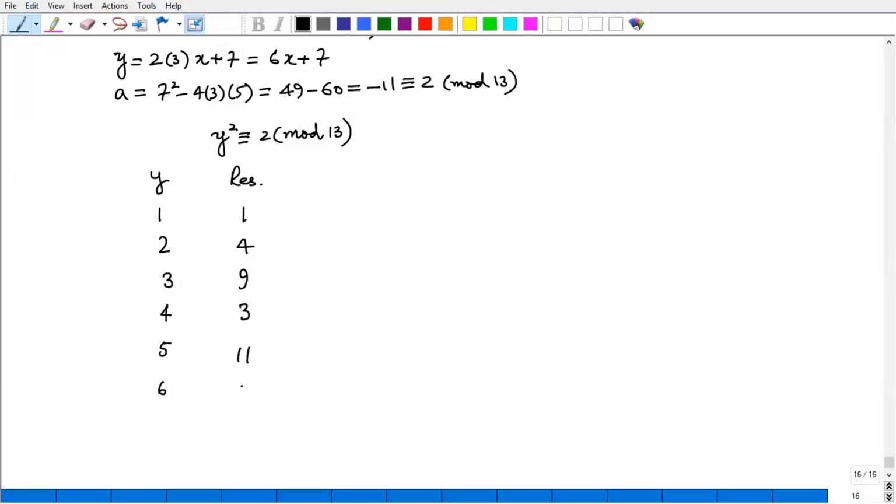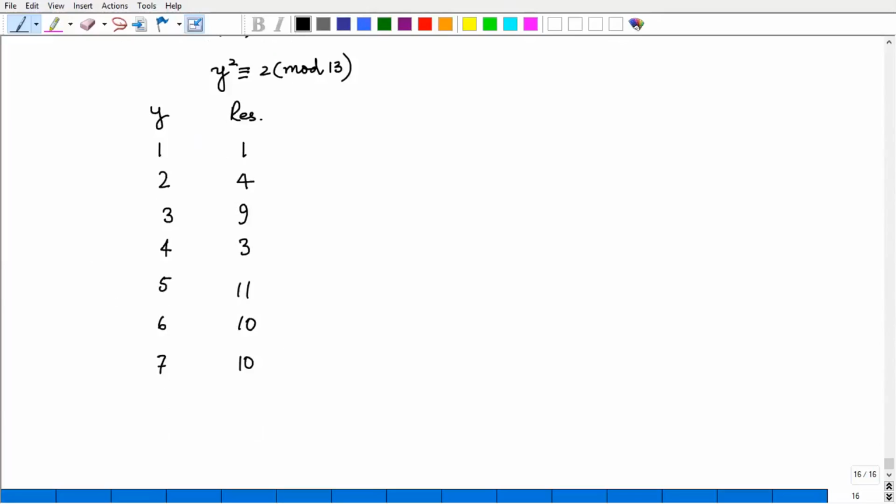And then 6, for 6, 36. For 36, you need minus 3 or 10. Then 7. 7 squared is 49. For 49, 13 times 4 is 52. Okay. And 7 squared is 49. That is okay.